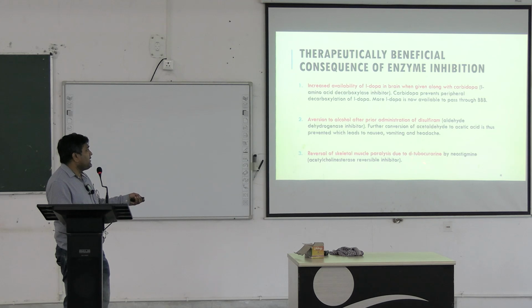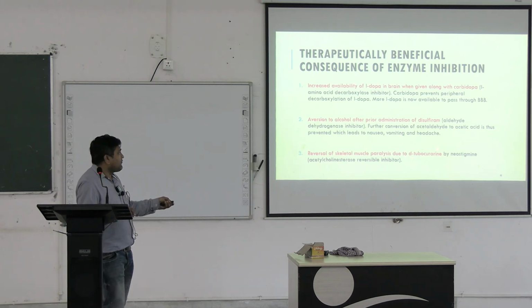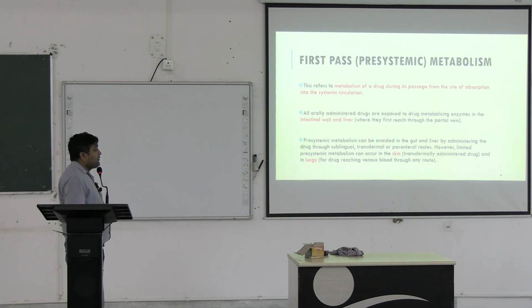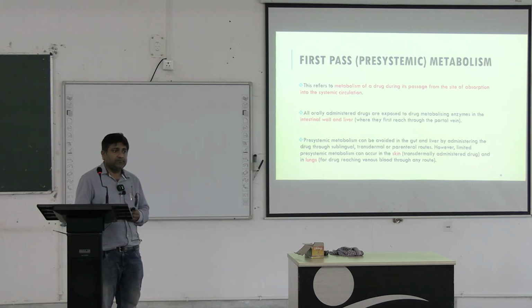Again, D-tubocurarine is a skeletal muscle relaxant. Now, its effect can be counteracted by neostigmine, which is an acetylcholinesterase reversible inhibitor. Now, coming to first pass metabolism.